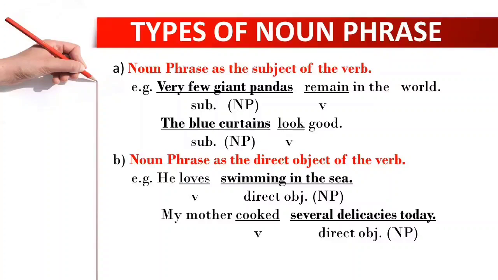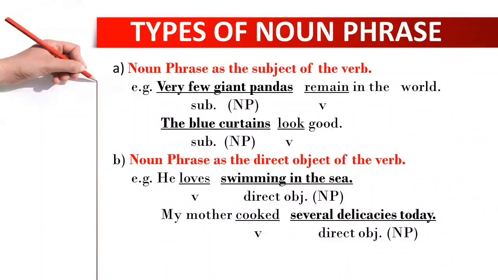Next, the blue curtains look good. When we ask the question, what look good, the answer is the blue curtains. Here, the blue curtains is noun phrase and it acts as the subject of the verb look.